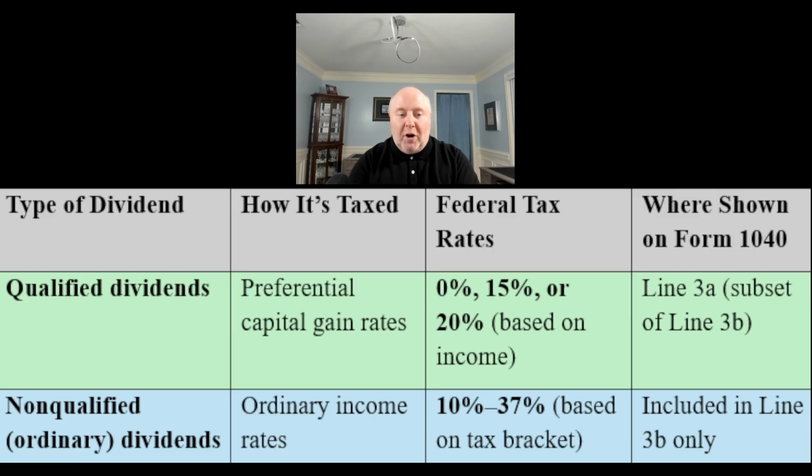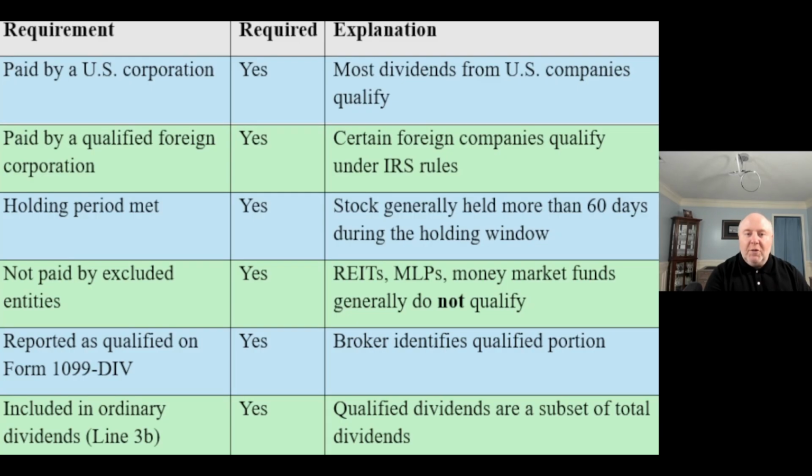So we would prefer to have qualified dividends, but we need to meet the requirements in order to have one. So let's go ahead and look at some of these requirements. This is what we're looking at when we're determining whether we're going to have a qualified dividend. First thing is it has to be paid by a U.S. corporation or a qualified foreign corporation. It has to be one of those two. If it's a U.S. corporation, it's probably going to apply. There are certain rules that will relate to a foreign corporation.